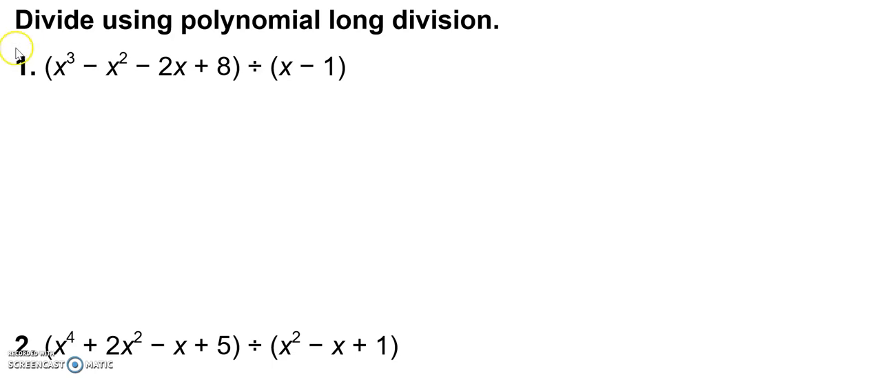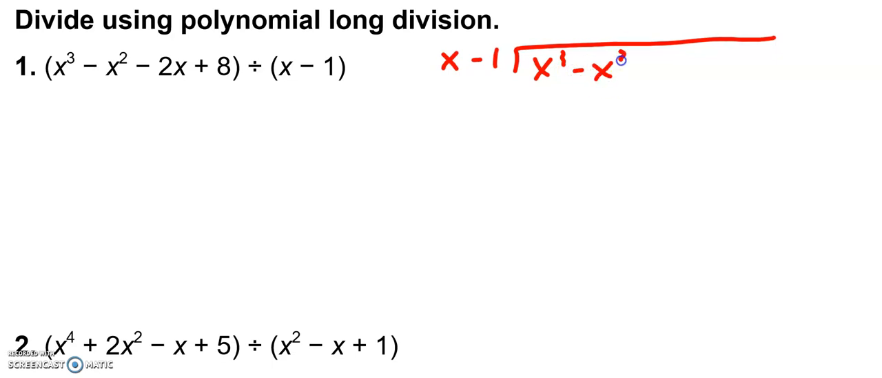So here we're going to do x to the third minus x squared minus 2x plus 8 divided by x minus 1. So I'm going to put x minus 1 right here, and then we're going to have x to the third minus x squared minus 2x plus 8. Notice for this problem that the polynomial that we were dividing is a third degree polynomial, or x to the third, and it had an x squared, an x, and a constant term, so I didn't have to put any placeholders for 0.